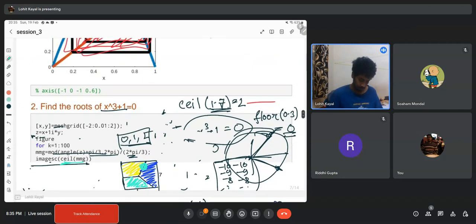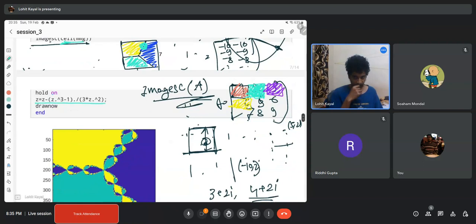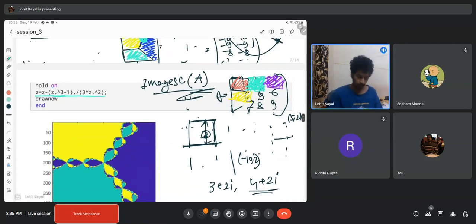Okay. So I have started with x cube plus 1, but I have finished with solving x cube minus 1. Same thing. So here this is z cube minus 1. So this is the function I was using: z cube minus 1 by 3z squared. So what will happen?